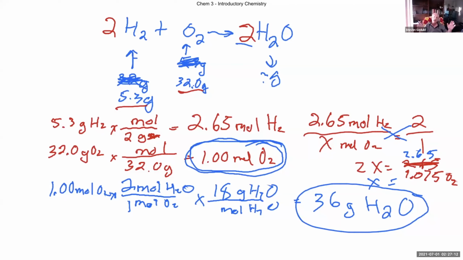So everything is exactly the same, except if you have 2 things, you have to determine which one runs out first. So you've got to set up a little ratio. We have to do 1 extra step. And then the one that runs out first is the one we use in the reaction, because after that runs out, that reaction stops. So we're going to have extra hydrogen. We're going to use up all of our oxygen to produce our 36 grams of water. We're going to have extra hydrogen.